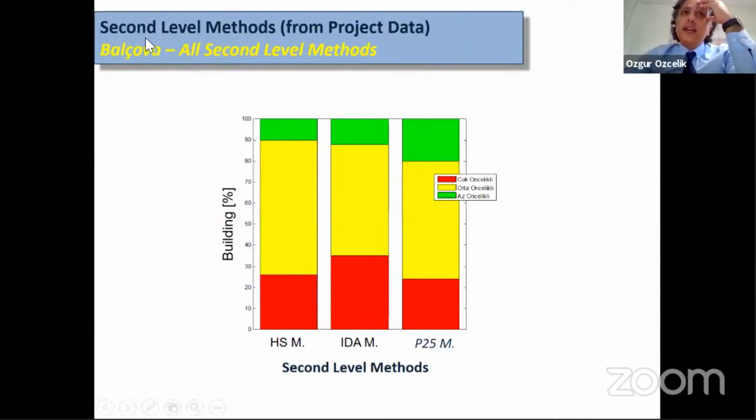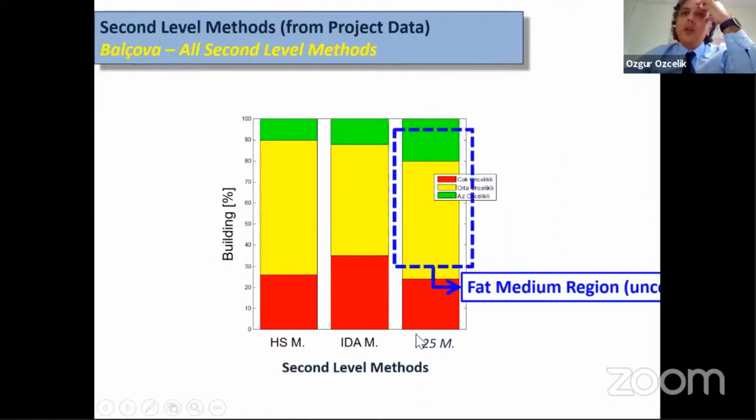So let's look at the result of second level methods for buildings in Balçova. You see the y-axis is the percentage of buildings, and the colors are: red is high priority, yellow is medium priority, and green is low priority. And the x-axis are the second level methods. So we use 3 different second level methods.